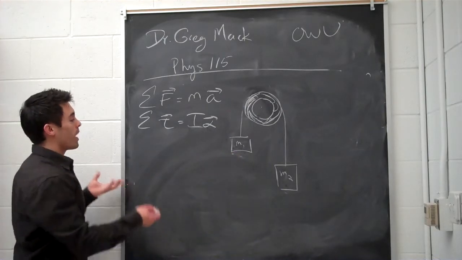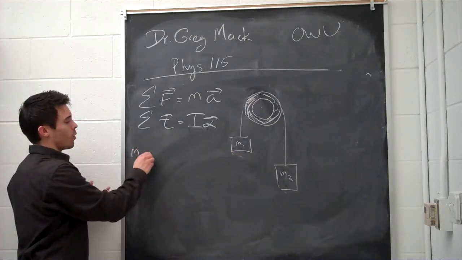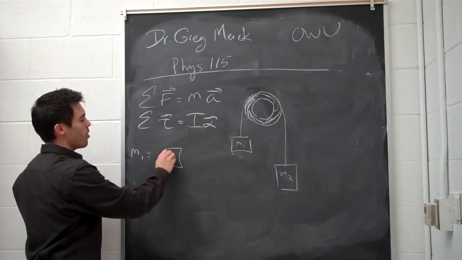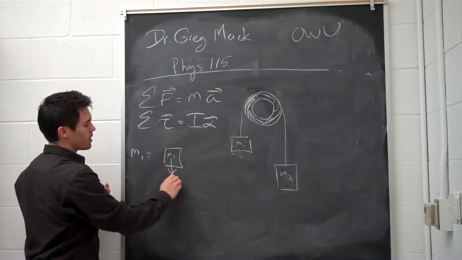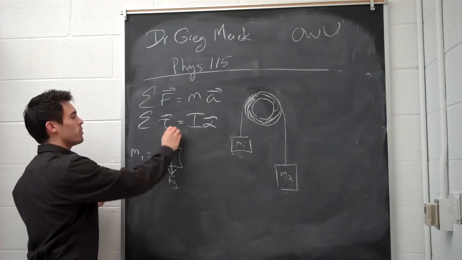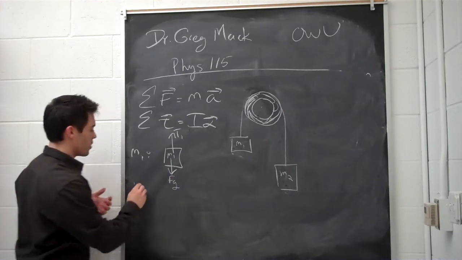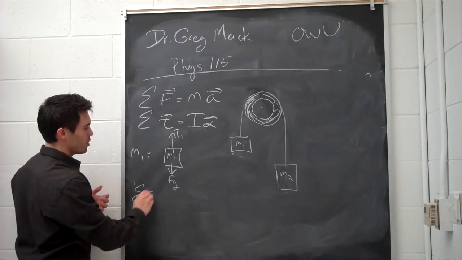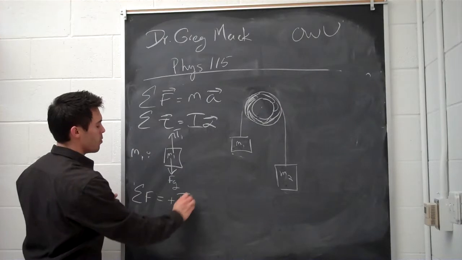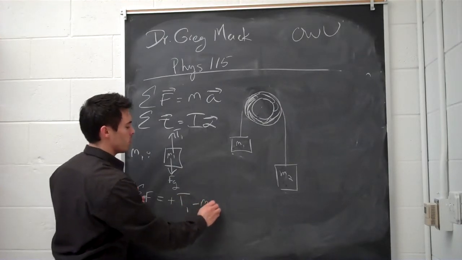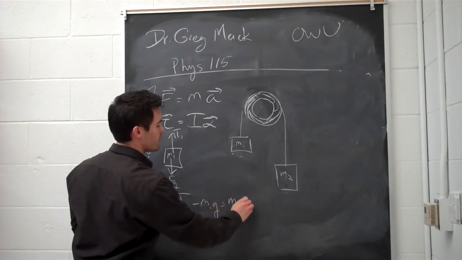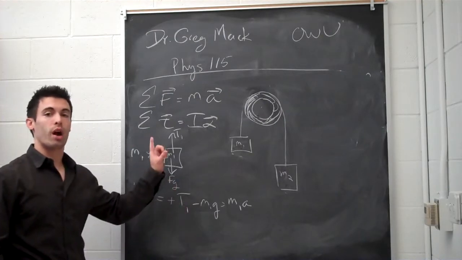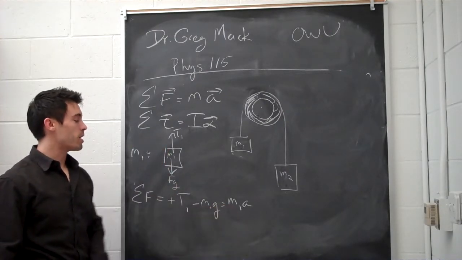So we would have to look at, say, for M1, what's going on. For M1, we have the force of gravity going down, and we have the tension going up. And so the sum of our forces would then be plus T1 minus M1G is equal to positive M1A. Why positive? Because it's going up.